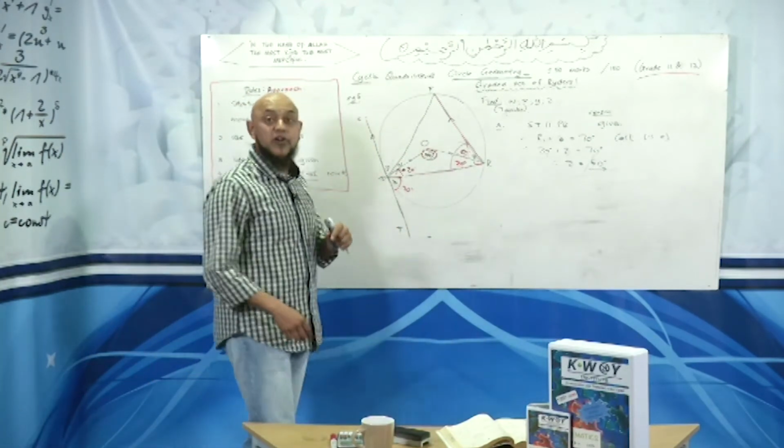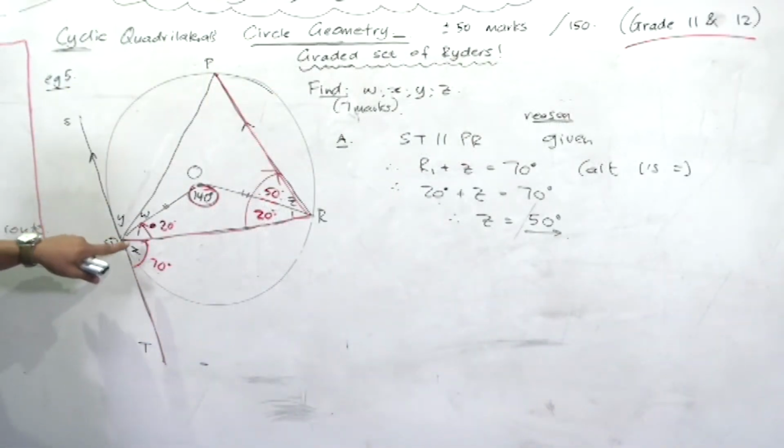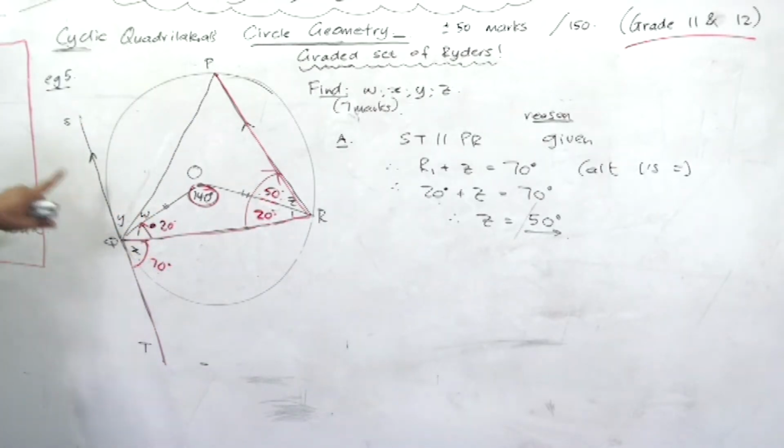We cut off before the break. I gave you guys 3 minutes. We needed to find the value of W and Y. We found the value of Z. We found the value of X. We're now going to find W and Y.